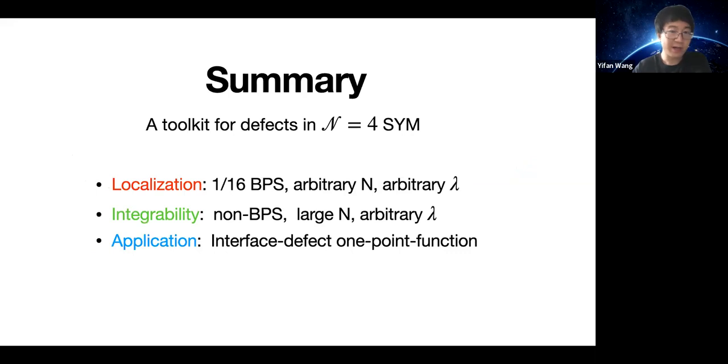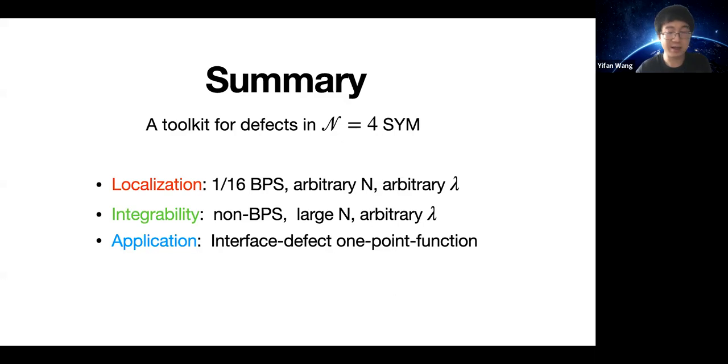Okay, so let me just summarize. Here I present to you a toolkit for studying defects in N=4 SYM. One of the tools I presented is a localization procedure that allows you to study general 1/16 BPS observables in N=4 SYM, at arbitrary coupling, but otherwise preserving a particular 1/16 BPS algebra, and such observables are determined by a simple 2D defect Yang-Mills description.